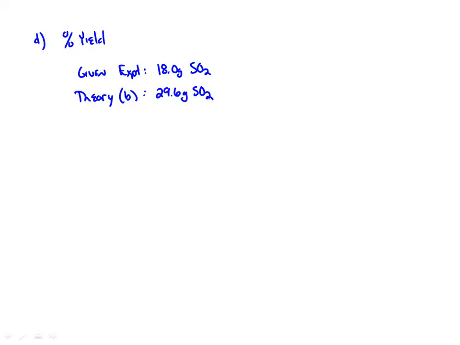So who's got a question here? Never mind. Got it. And so we really just take 18.0 grams divided by 29.6 grams times 100. So 18 divided by 29.6 is 60.8%.